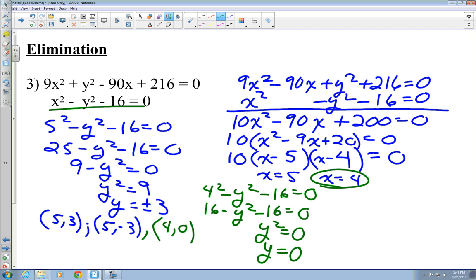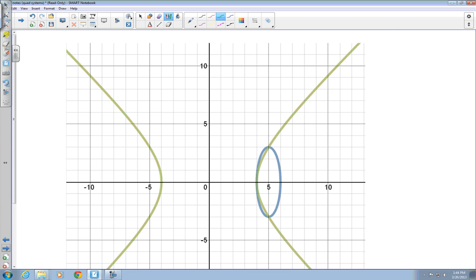And again, you should check. I'm going to tell you all 3 of those are going to work. And I've got a picture for that one. Everybody got these? Okay. That's what it looks like. The green one is our hyperbola. Here's our ellipse. It intersects in 1, 2, 3 points. And those are the ones we found.